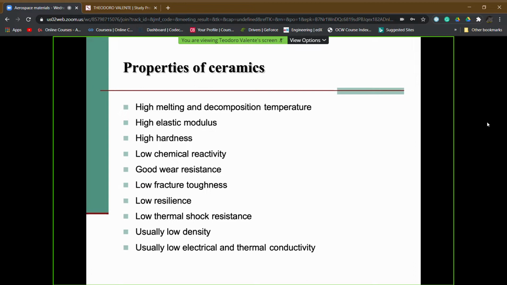Due to the fact that they are hard materials, we can also expect, and this is true, that they have a good resistance to wear, that is, a good resistance to tribological applied loads.